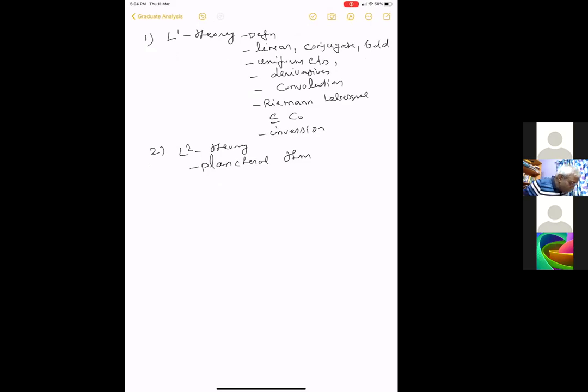Okay. As a side remark, I will say something about the discrete case also. So by L1, L2, we mean L1 of R. Before that, let's understand what this Fourier analysis is.